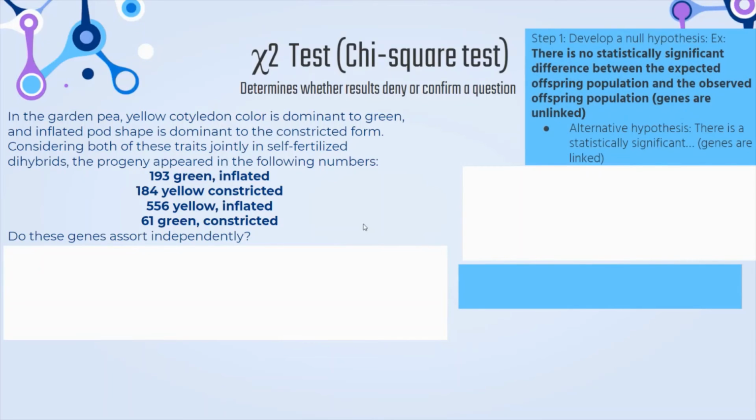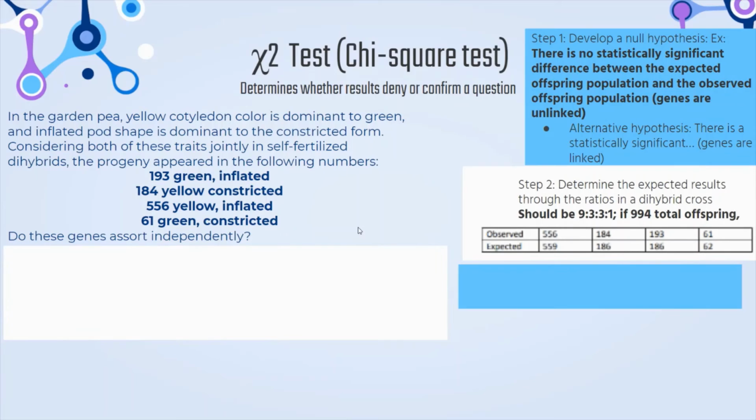So the first step is to develop a null hypothesis, and this is when there is no statistically significant difference. So in our example, we will say there is no statistically significant difference between the expected offspring population and the observed offspring populations, which would mean that the genes are unlinked. The alternative hypothesis, if we disprove the null hypothesis, is that there would be a statistically significant difference, and the genes would be linked.